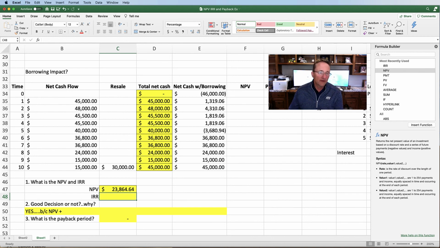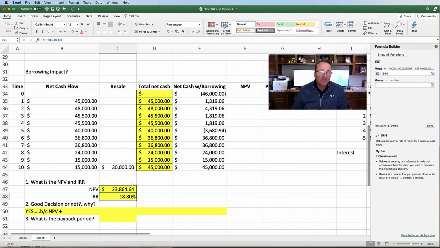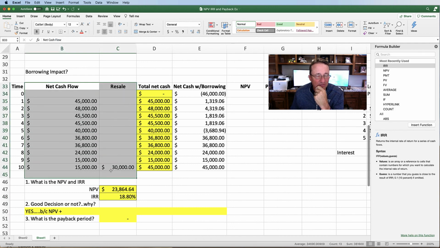What about internal rate of return? Same idea. Let's go over here and use our f of x shortcuts. What are the values? Remember, on this one, you do start off at the very beginning. We've paid $46,000 out, but right away in year 1, we get back a little bit less, not as much, but we didn't have to pay out near as much up front. So you grab all those numbers, hit done, and it tells you that the internal rate of return is 18.8% now.